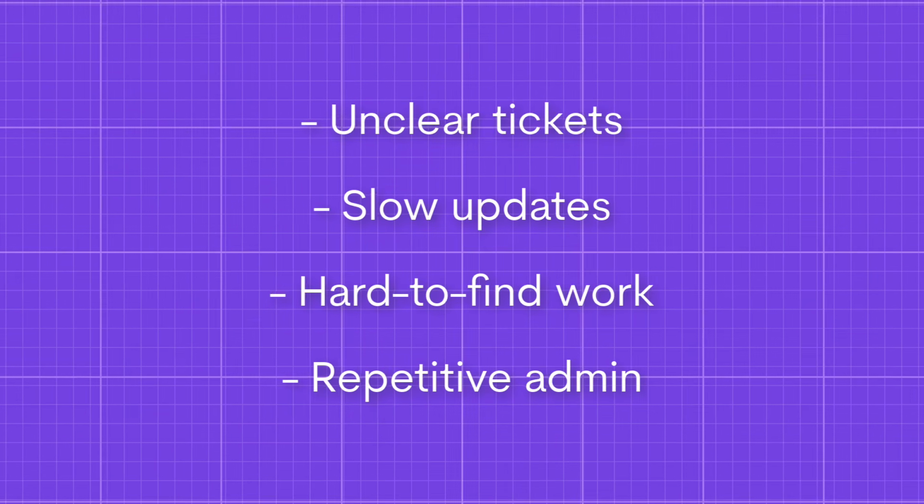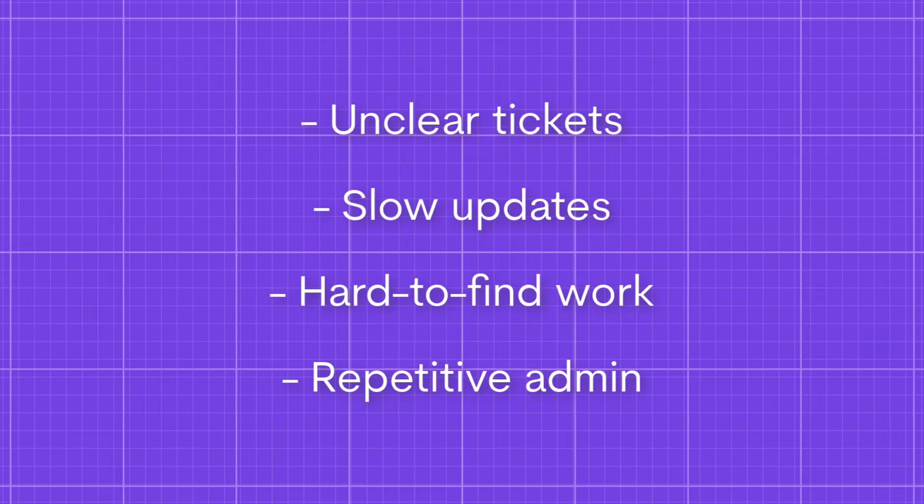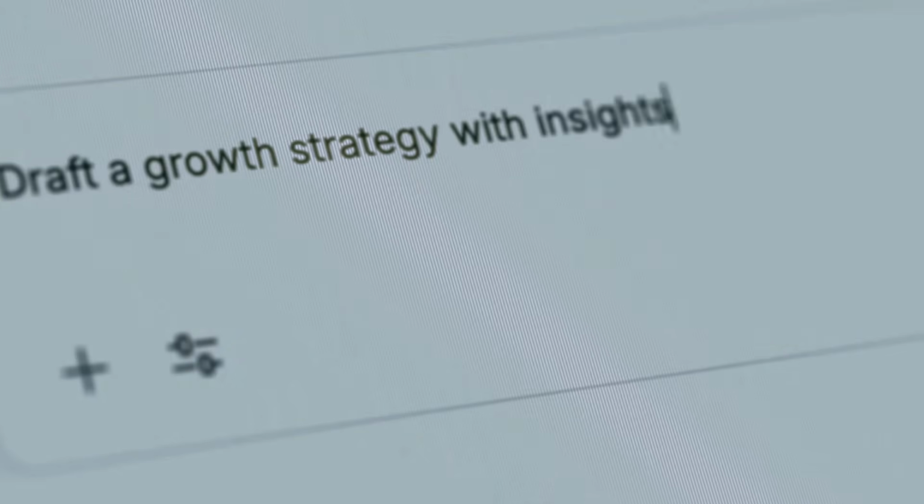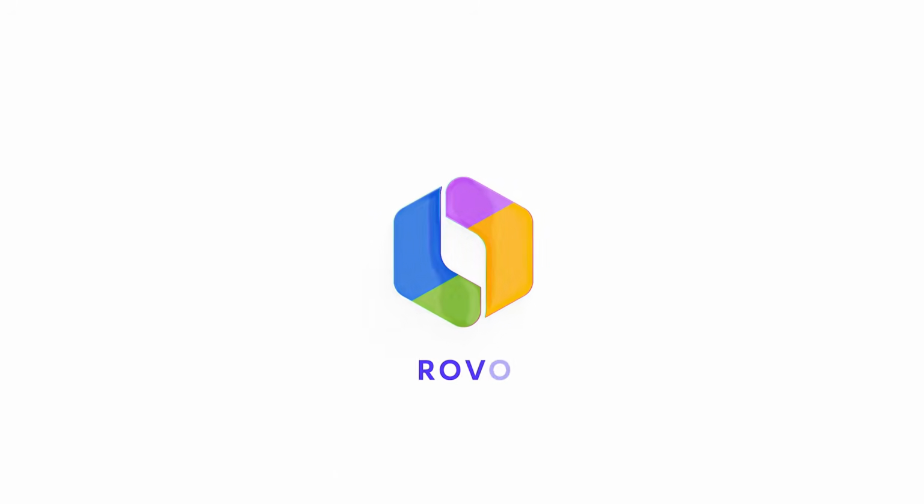One of the biggest problems that teams hit at scale is the following: unclear tickets, slow updates, hard to find work, and repetitive admin. There's something now in Jira that can help you improve that, and it's called Rovo AI. Today, we're going to show you how you can use Rovo AI in Jira to optimize that.